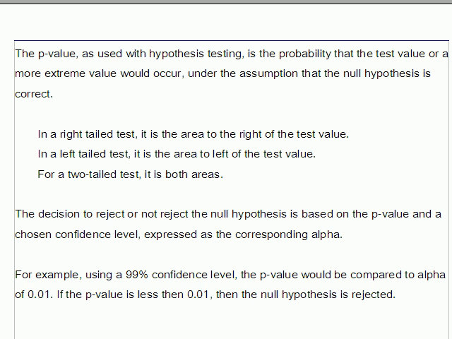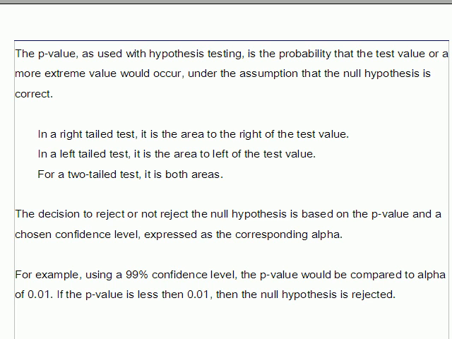So now that you saw the picture, here it is in words. The p-value is a probability that the test value or a more extreme value would have occurred. That's what it says. And that's that area beyond the test value. So in terms of the hypothesis testing, what you're saying with the p-value as a probability is that if you're assuming that the null hypothesis is correct, is valid, then the probability that that test value or a more extreme value would have occurred is the p-value.